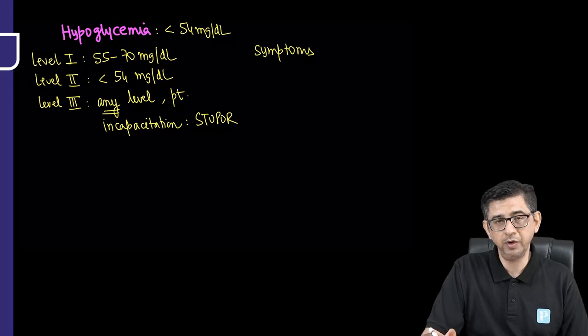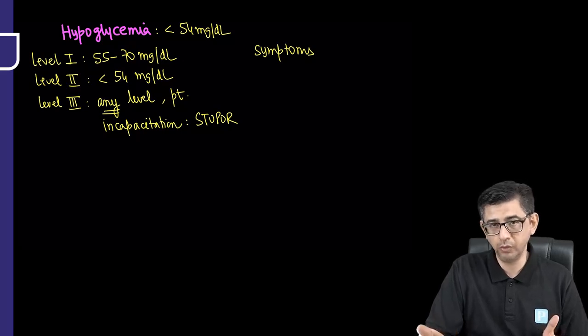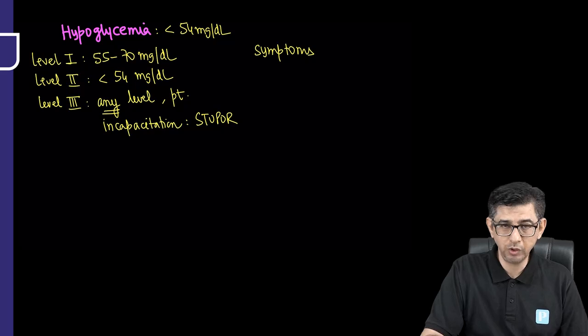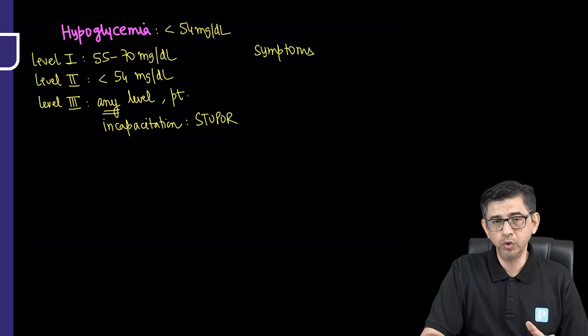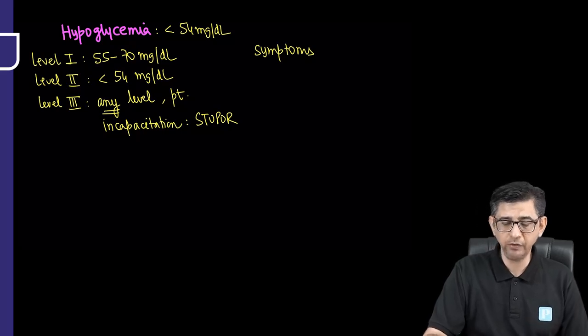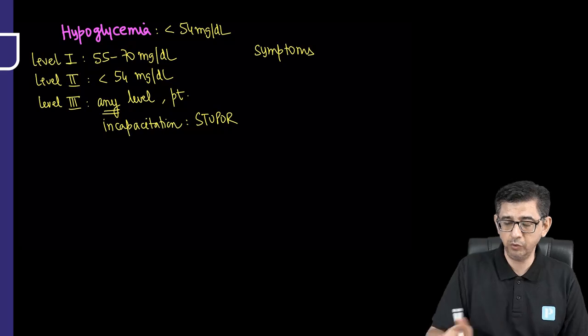If there is incapacitation and the person cannot perform on his own, he will need to be carried to the hospital. He is not able to independently do his daily chores or daily activities. That's where level 3 hypoglycemia would come in.